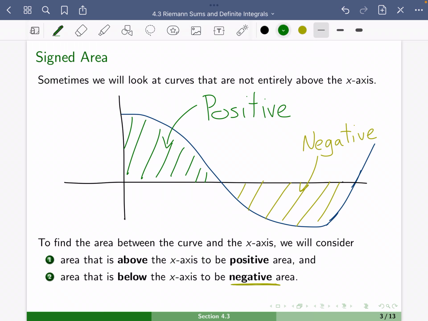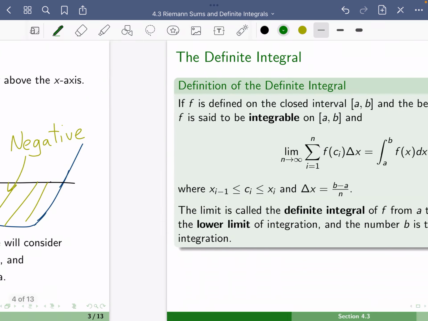Right? So we have this positive portion. So we're giving a sign to that area. So any areas above the x-axis, those are positives. Anything below the x-axis, those would be negative. With that in mind, we can now define a definite integral.